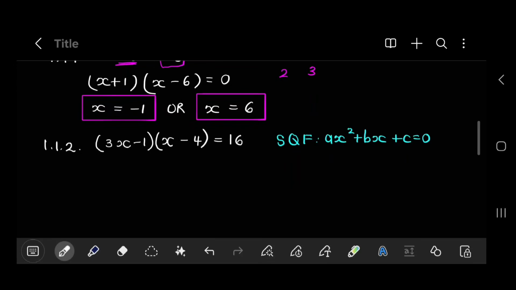Now, firstly, let's simplify the left by multiplying out these brackets. We've got a binomial times a binomial. We can use the FOIL method here. We have x times x, which will be x squared. x times negative 4 is negative 4x. Negative 3 times x is negative 3x. And negative 3 times negative 4 is positive 12.